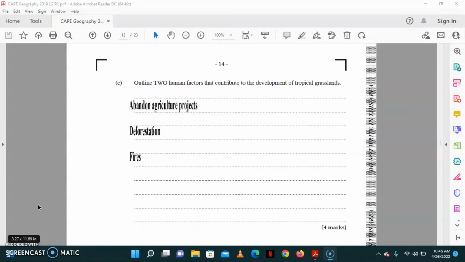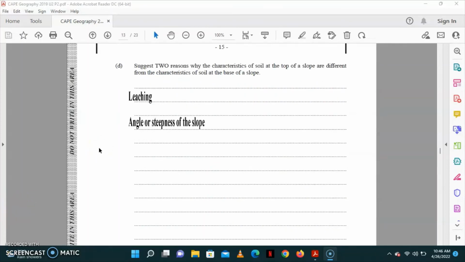You have fire, which is caused by humans, which will remove tree vegetation, which will give rise to grasslands. The slash and burn method used for clearing the land as well. And we know that humans contribute to climate change, which brings about a change in weather conditions, such as less rainfall, which results in a longer drought period, hence encouraging the growth of grass, right? So these are just a few of the human factors that basically help to create grassland. Once you are able to just outline any two, then the marks should be yours.